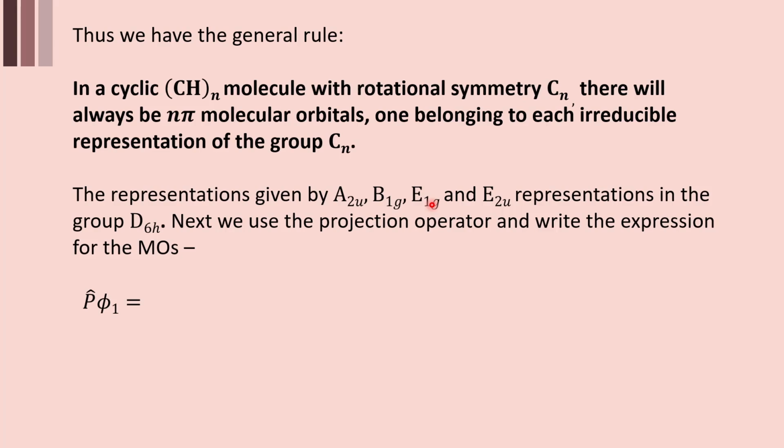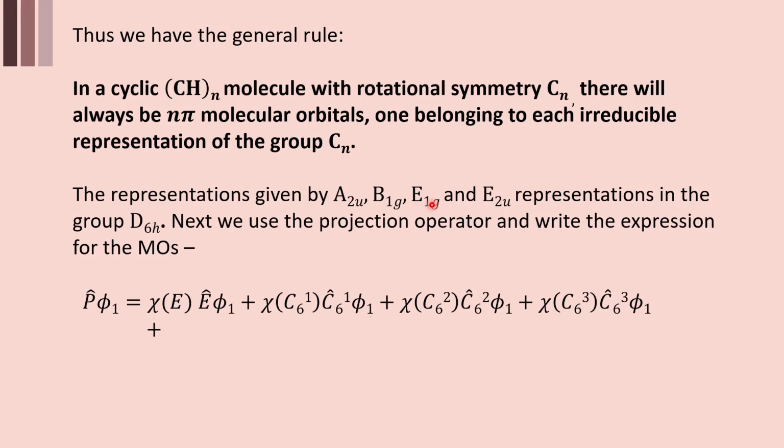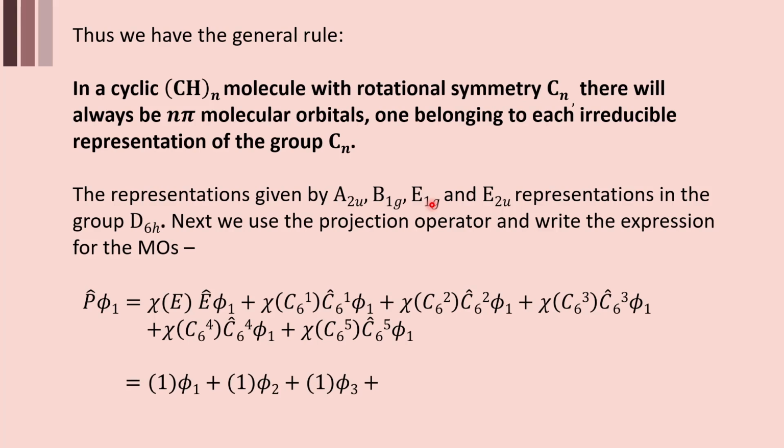Say, for example, for the A2u symmetric species, you have the projection of A for phi 1 that goes to the character of identity, and the character of identity multiplied by E operated on phi 1. Similarly, the character of C6^1 and C6^1 operated on phi 1, and so on. Each time we take phi 1, for the rotational subgroup we have to take all of them into account, and because all of them have the value of unit 1, so 1 phi 1 plus 1 phi 2 plus 1 phi 3 and so on is the final result in this case.